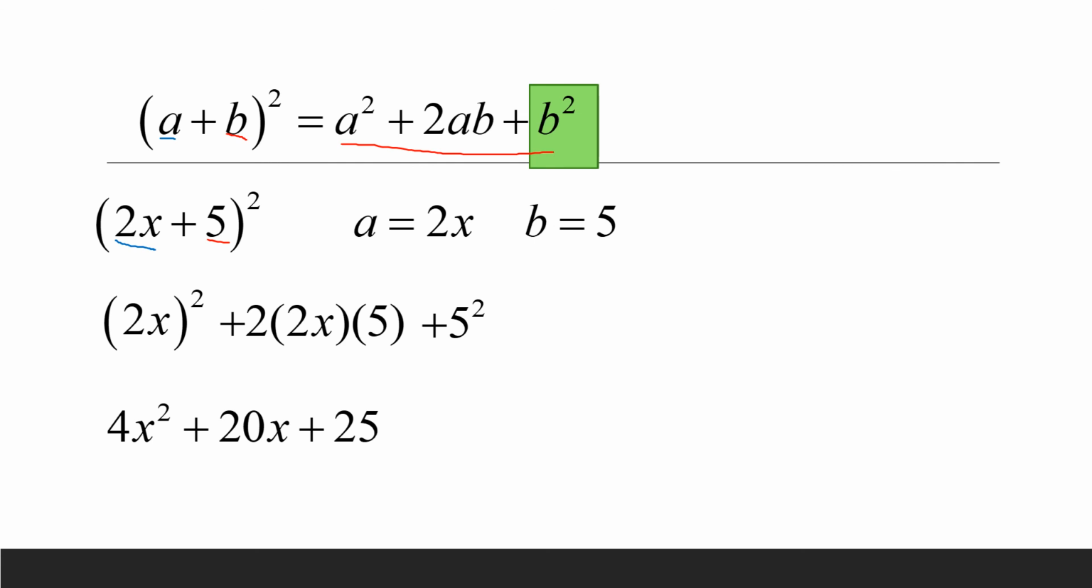Now, to be honest with you, it's really up to you whether you prefer to just expand the 2x plus 5 to 2x plus 5, 2x plus 5, and then do your double distribution, or if you're better at remembering the pattern and using the pattern. Whichever way is better for you.